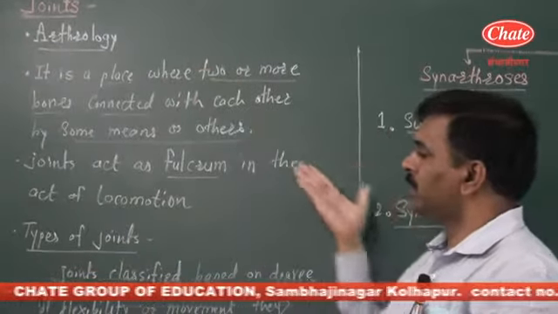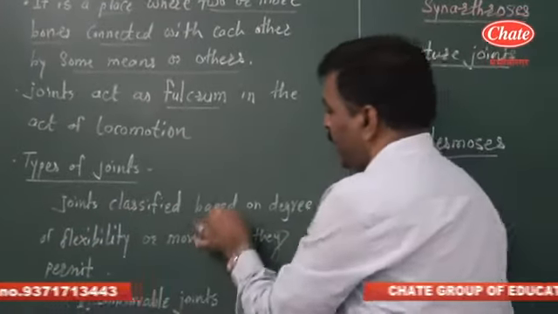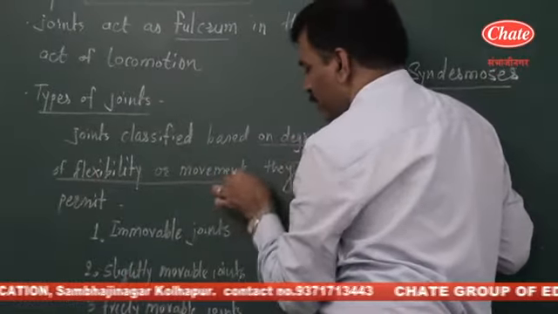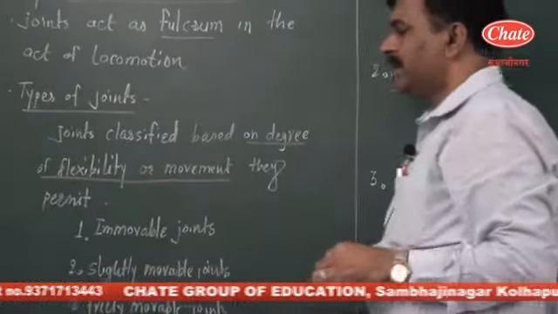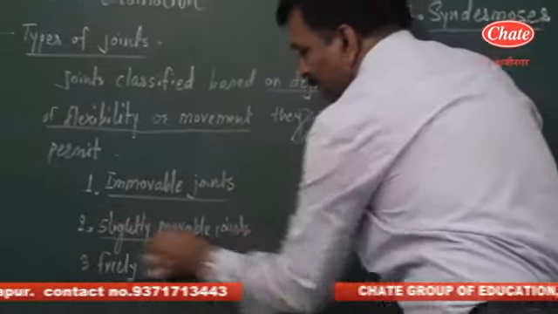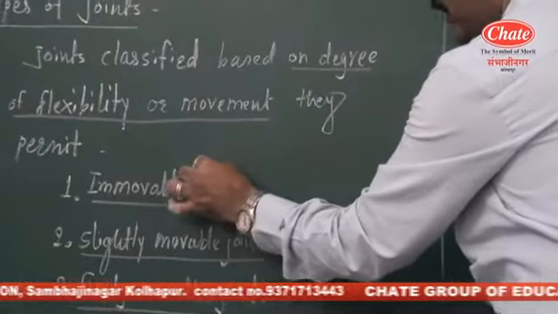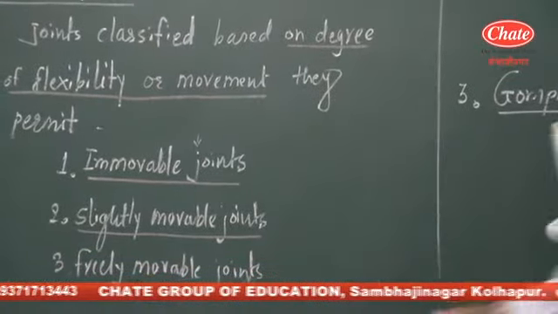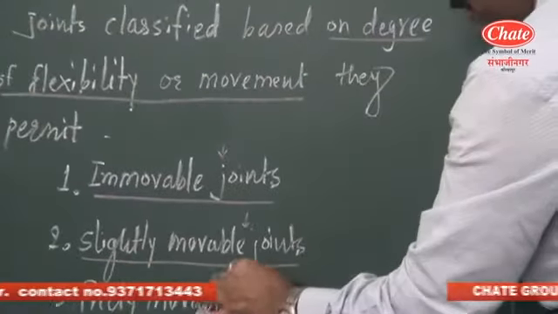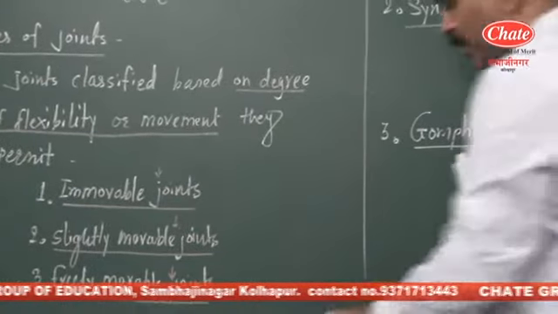Now we want to focus on the details of the joints. Generally, joints are of different types. Joints are classified based on the degree of flexibility or movement permitted by the joint. There are three different types of joint: immovable joint, slightly movable joint and freely movable joint. An immovable joint does not allow any movement. A slightly movable joint permits a slight movement, while the freely movable joint permits free movement.